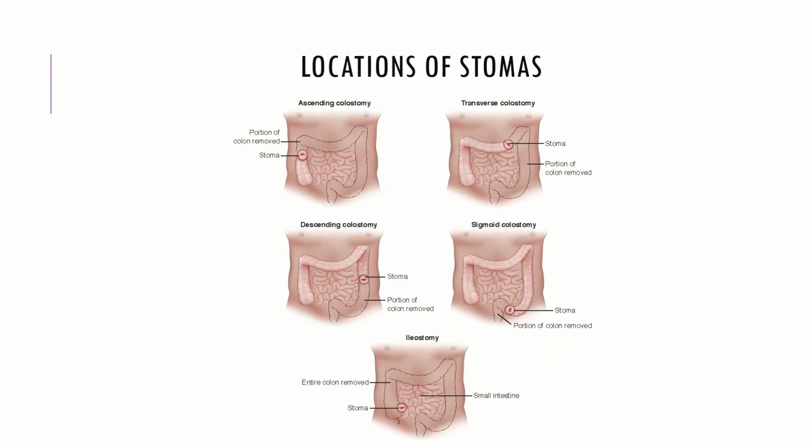Alrighty, this is a really nice visual for you guys to be able to see the different locations of stomas. So depending on the portion of the colon that has to be removed is where the stoma is going to go. That's kind of why, if you guys have ever seen in practice, the stomas aren't always in the same place. They can be in different places depending on how much of the colon they actually had to remove. On the bottom you can see the difference between the colostomy and the ileostomy as well. The ileostomy is because the stoma is on the small intestine and not actually on the colon, which is where we get colostomy versus ileostomy.